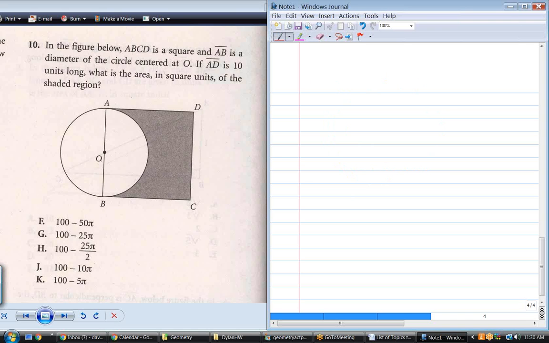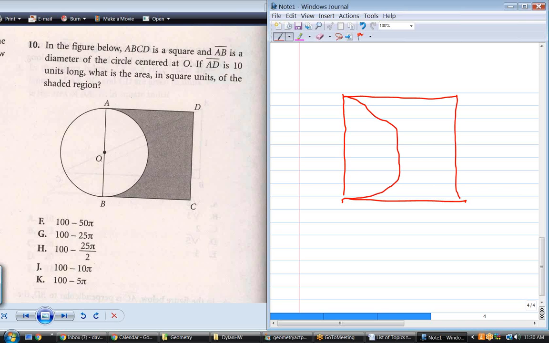So what if I want to draw this problem? I can really kind of draw it like this. I don't have to draw it the way they drew it.